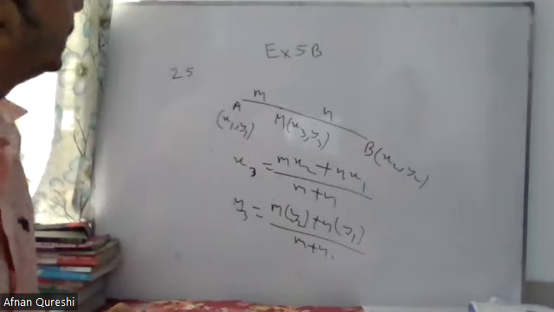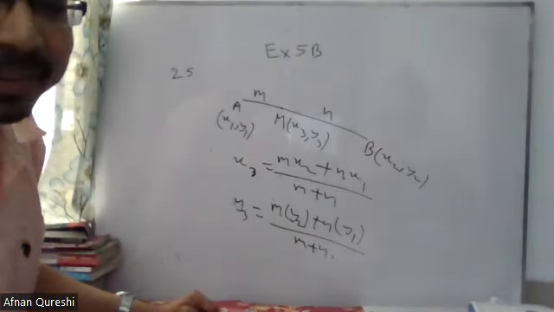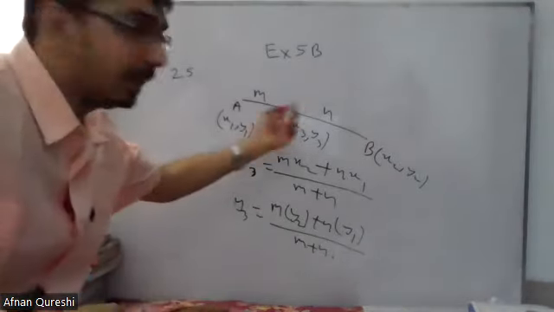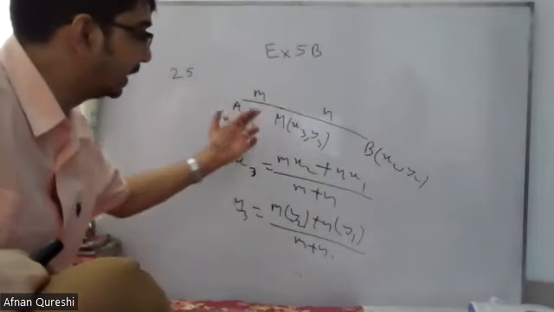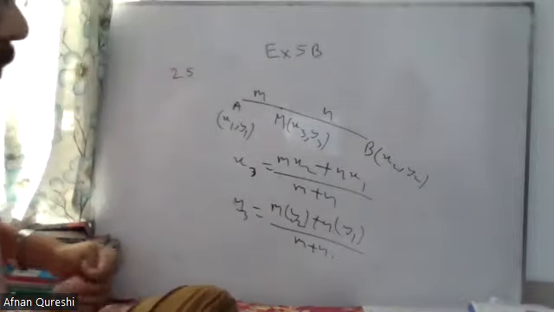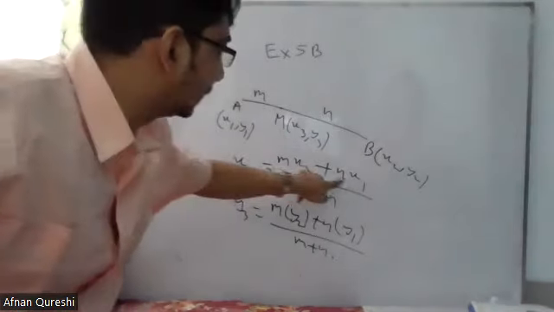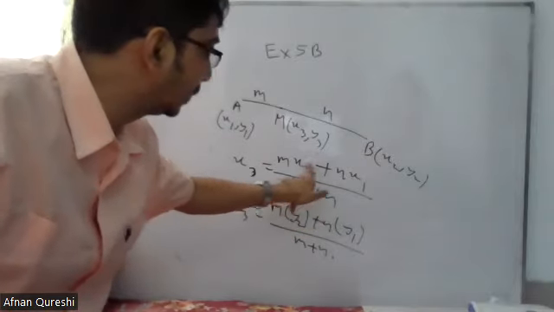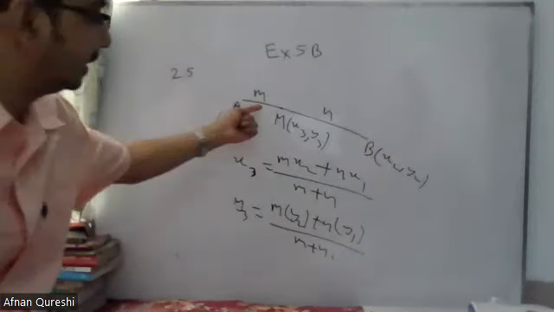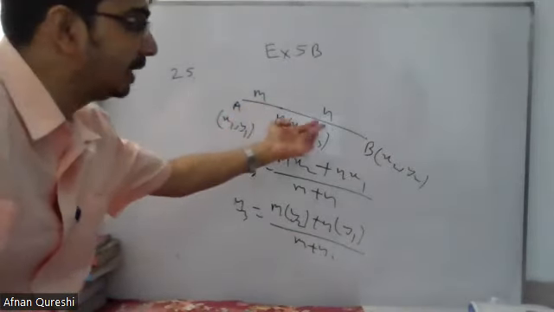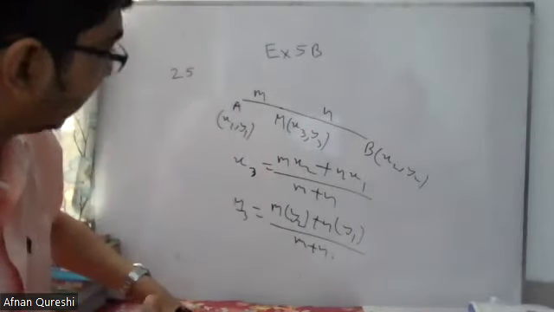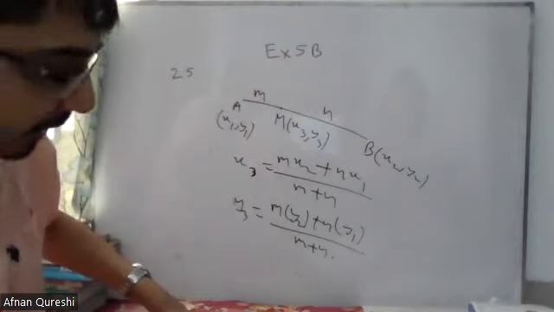And notice that if it is the midpoint, then m is to n is basically 1:1. It divides into two equal parts, and m and n are 1 and 1. In that case, this formula just becomes the formula for finding the midpoint: x2 plus x1 divided by 1 plus 1, that is 2, so x2 plus x1 divided by 2, and y2 plus y1 divided by 2.